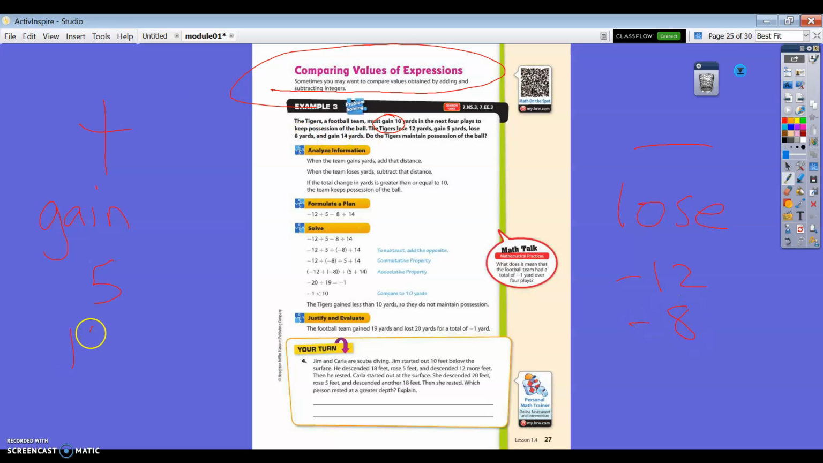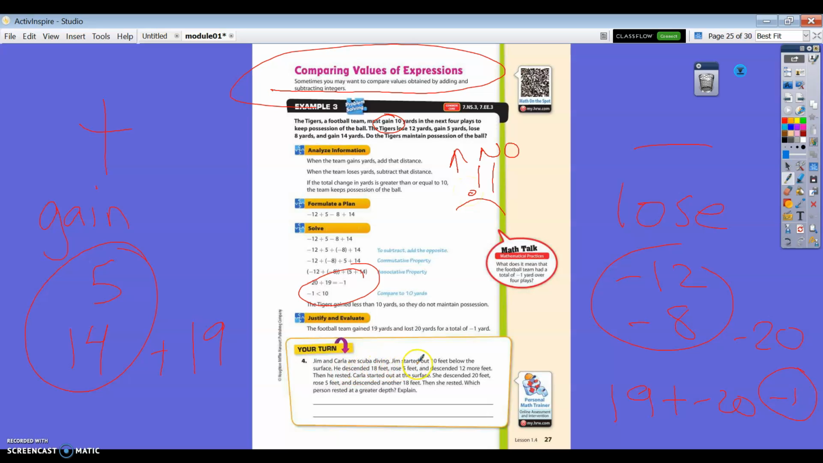Gain 14. I'm going to combine my positives. That's 19. 19 is positive, and combine these, and that's 20, and that's negative. So 19 plus negative 20 equals negative 1. Sadness. Nope. Put a tear there also.